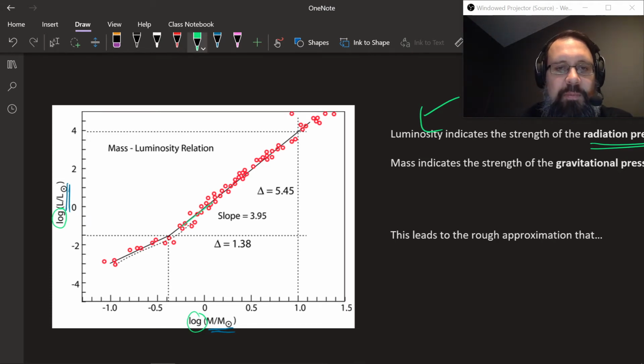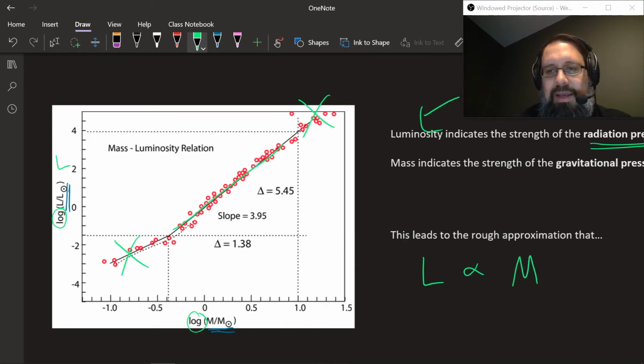So anyway, this leads us to this rough approximation. You can see the slope of this line here, of this fit. Notice that it breaks down at the edges here. But for most stars, and it ends up being stars that are on the main sequence, you end up having this relationship: if we plot L against mass, it ends up being M to the 3.5 power. And that's what this 3.95 is.